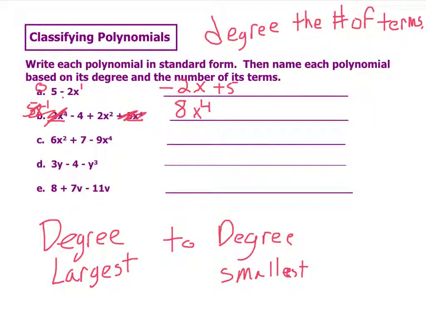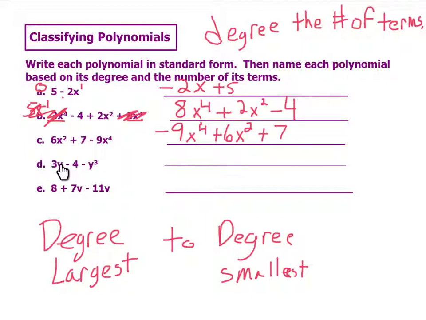So next, my next largest is this one, 2x squared. And my next or last is this one. So biggest to smallest, 4th degree, 2nd degree, 0 degree. Now I'm going to do this one. I have a 2, a 0, and a 4. So let's put this one first. Here's what I came up with. Negative 9x to the 4th plus 6x to the 2nd plus 7.